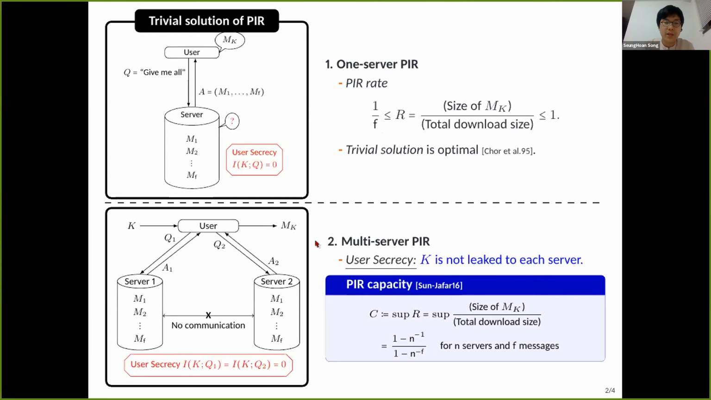So people try to find better solutions with the multi-server setting. In the multi-server setting, we consider that each server contains the same message set, and we also assume that they do not communicate with each other. With this no-communication assumption, the user secrecy is written as K is not leaked to each of the servers. With this user secrecy condition, the PIR capacity was considered only 4 years ago. It is the optimal rate, and the supremum of the rate is defined as the capacity, derived as this value. Here N is the number of servers, and F is the number of classical messages.